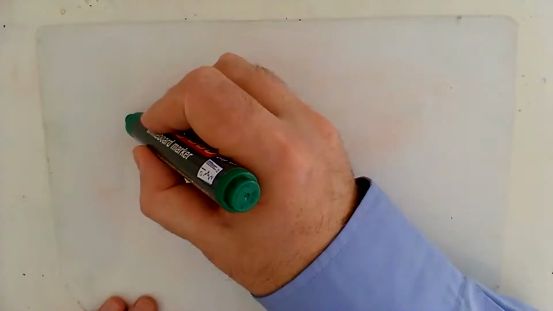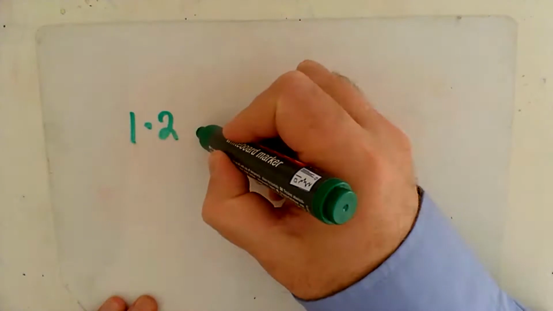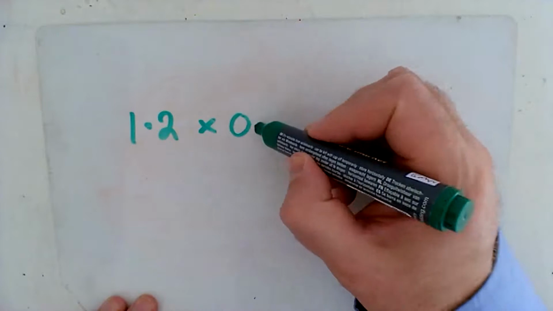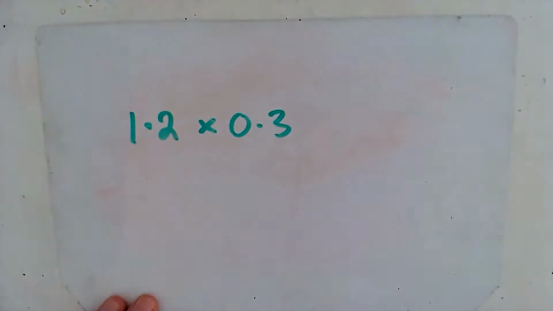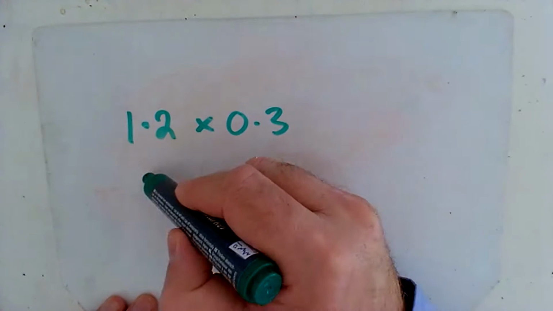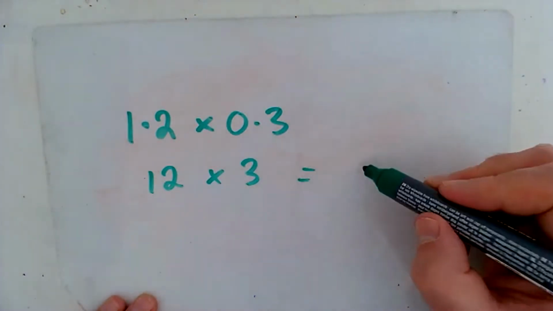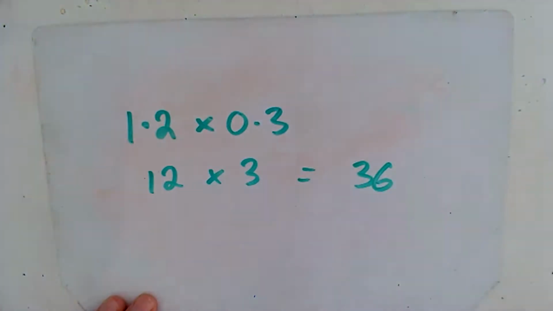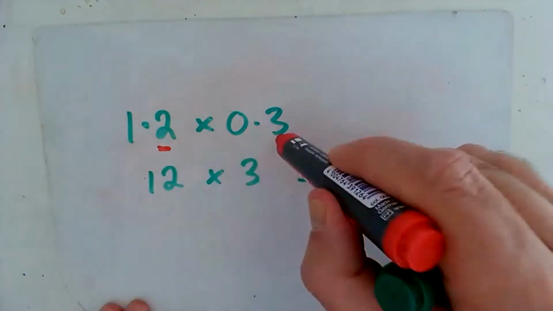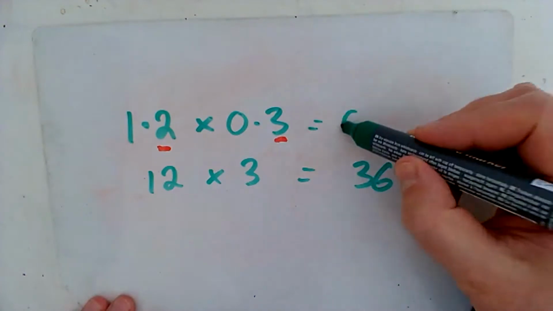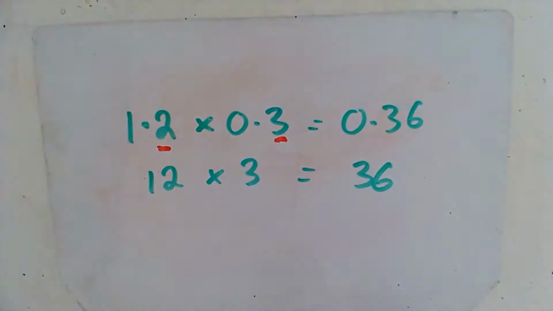What about this? 1.2 times 0.3. First thing, underneath I'm going to just write 12 times 3. I've got rid of the decimal point. 12 times 3 is 12, 24, 36. How many numbers are after the decimal point in the question? 1, 2. That means I need 2 in the answer. So it becomes 0.36. I've got 2 numbers after the decimal point in the answer.